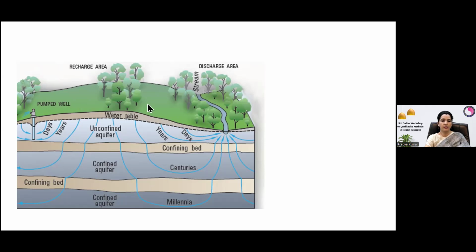So you can see there's a water table. If you dig from a superficial area, you get water which is less purified, and that water will only be there for years or days. If you go deeper, then you get more pure water, and that will be there for centuries. But if you dig deeper and deeper, the water which is there in millennia will be there forever.